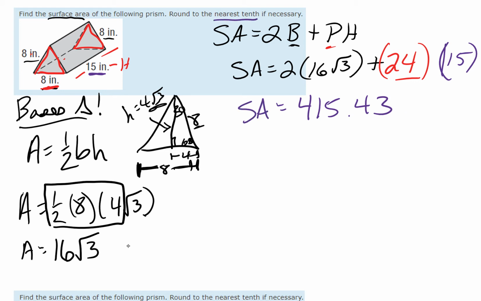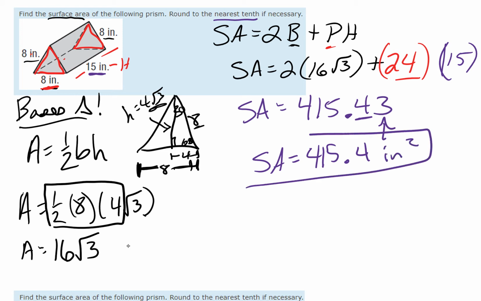Now it said to round to the nearest tenth. Remember, 10 has 1 0 to it, which means we're going to do 1 decimal place. We need that 3 to tell us, are we rounding up or are we rounding off? And we are rounding off in this case. So my final answer when I go to type this one in would be 415.4. And then this would be square inches if I were writing my answer out on a test.